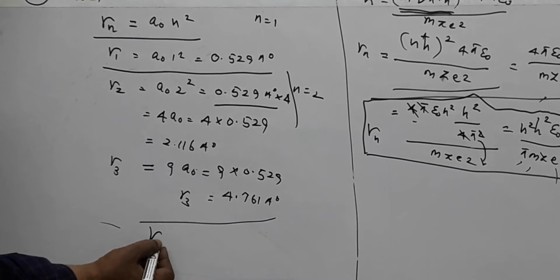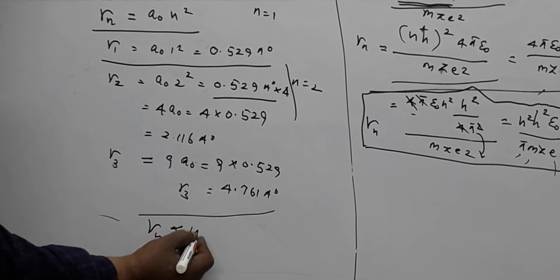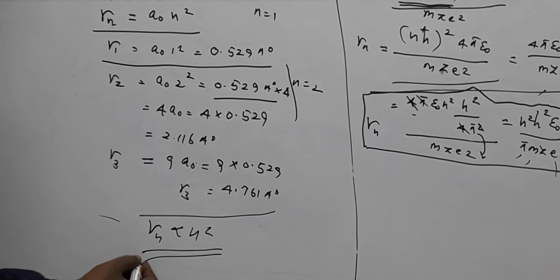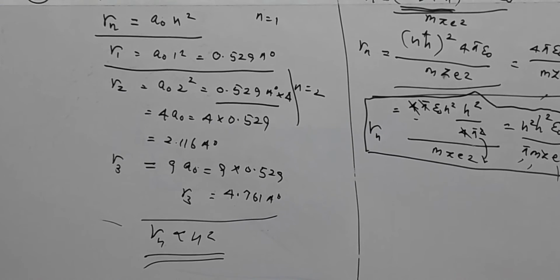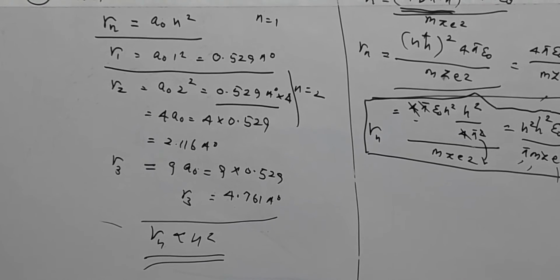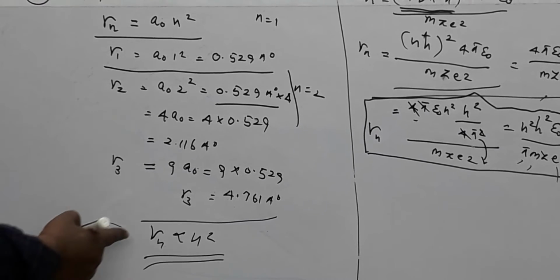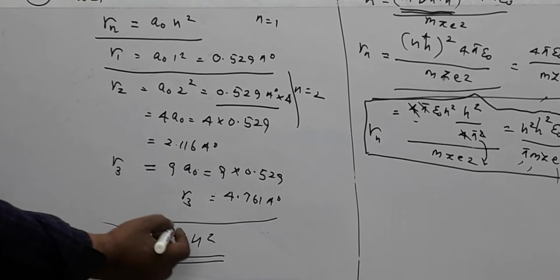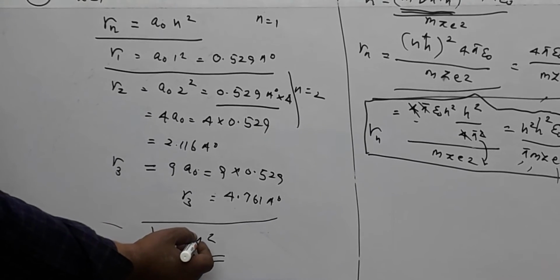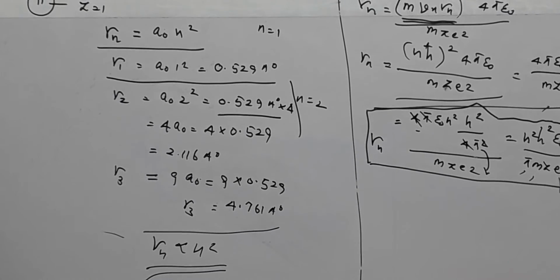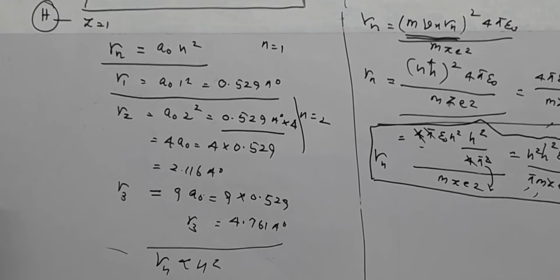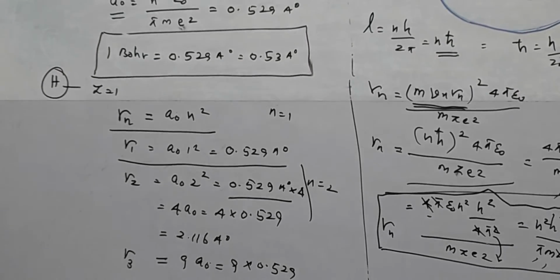Therefore, Rn is proportional to n square. That means this is the final equation we obtained to explain that the radius of the orbit from the center increases in proportion to n square. That's our first equation for the radius of an electron.